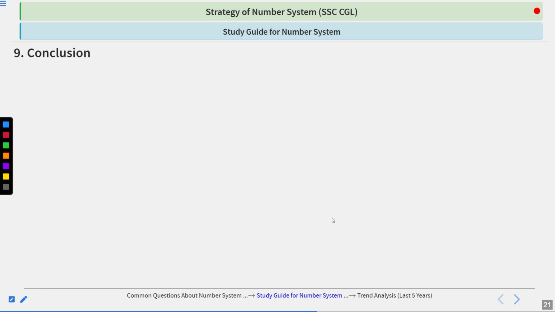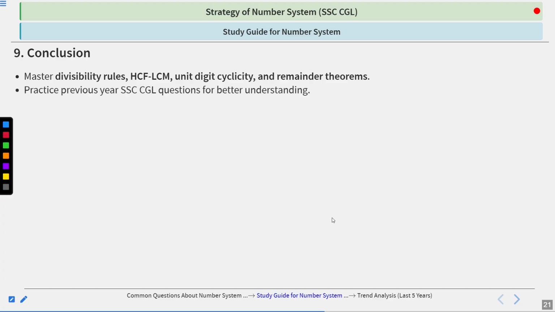Now the conclusion. Master divisibility rules, HCF, LCM, unit digit, cyclicity and remainder theorem. Practice previous year SSC CGL questions for better understanding of this topic. Use shortcuts to save time in the exam.